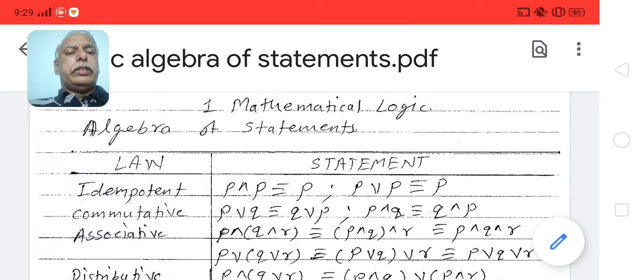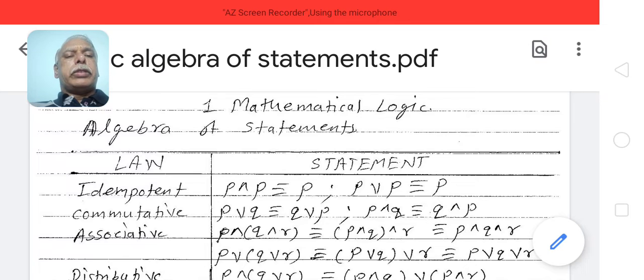In this section, we are going to discuss algebra of statements. In the previous videos, we have discussed what a statement is, what the truth value of a statement is, what the connectors or operators are, and what the shortcuts of AND, OR, single implication (that is, conditional statement), biconditional statement, and negation are.